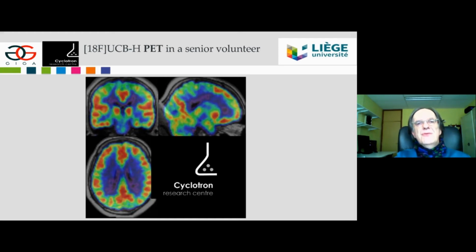Another part, if you remember the previous lecture, is the posterior cingulate, and the posterior cingulate, part of a memory network, is extremely important for us because that's a region which is very early impaired in Alzheimer's disease. So this was a demonstration that effectively we could see very important regions of the brain with that radio tracer.